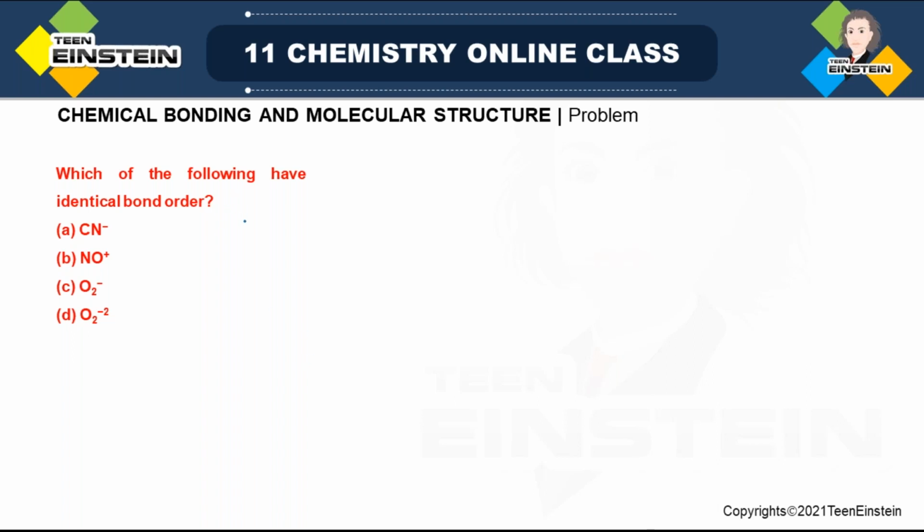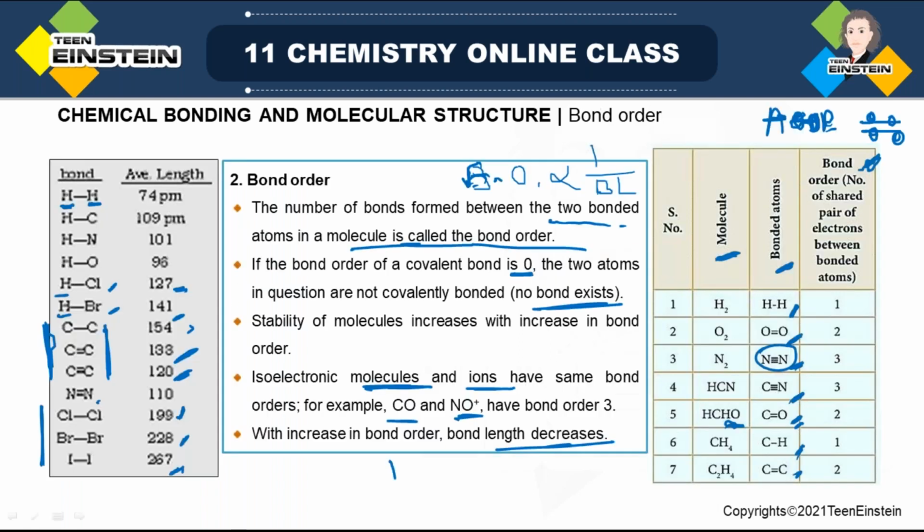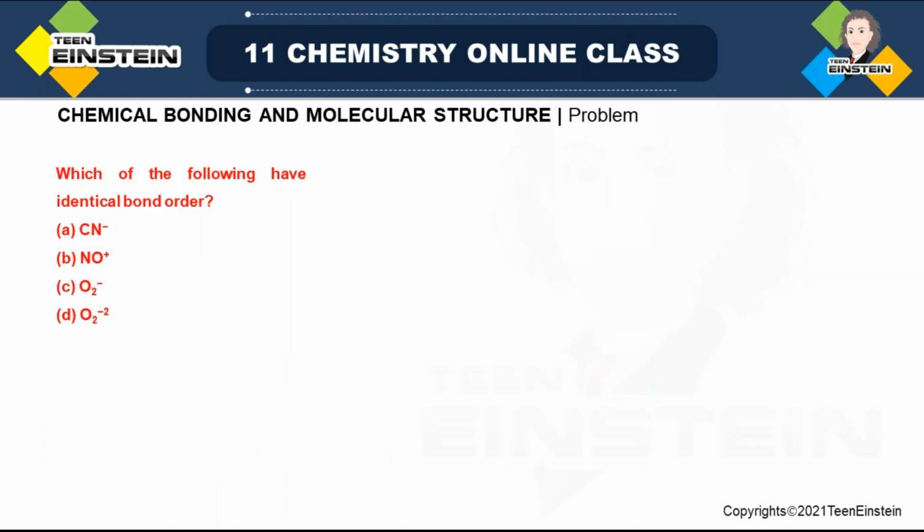Okay. Which of the following have identical bond order? So this is basically a multiple correct choice question. That is, out of these 4, at least 2 you have to choose. Fine. Now, as I have mentioned in the previous slide, you have seen that isoelectronic molecules or ions will have the same bond order. Now it is asking in which case identical bond order is present.